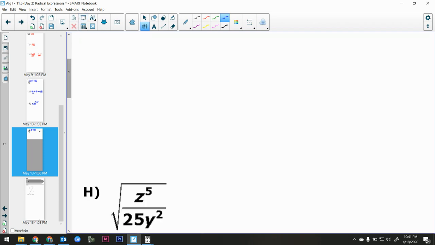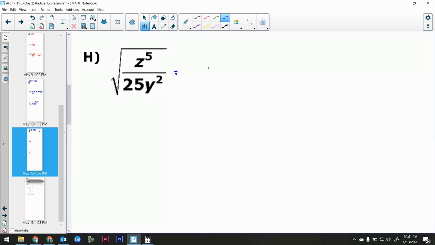Oops, let's get the screen shade out of the way. There we go. Okay, now does this reduce at all? Nope. So I'm going to have the square root of z to the 5th divided by the square root of 25y squared. So the bottom turns into 5y, right? Square root of 25 is 5, square root of y squared is y. Now, this z to the 5th, divided by 2. Let's go that method. Divided by 2, I get 2 with 1 left over. 5 divided by 2 is 2 with a remainder of 1, 2.5. So 2 coming out, 1 staying in. I could write the exponent of 1 there, but I don't really need to.